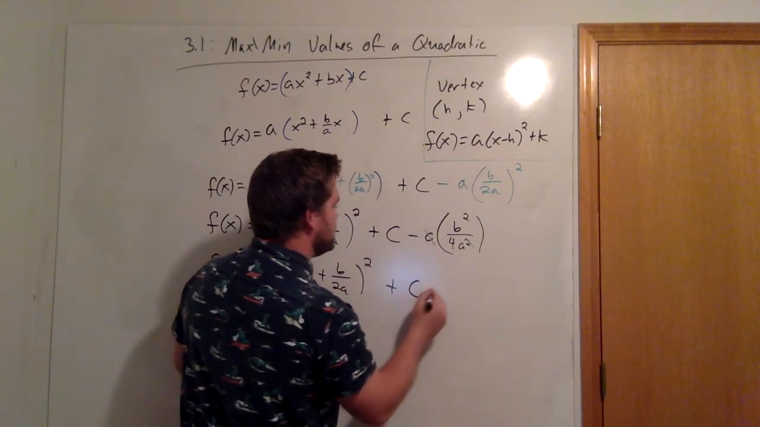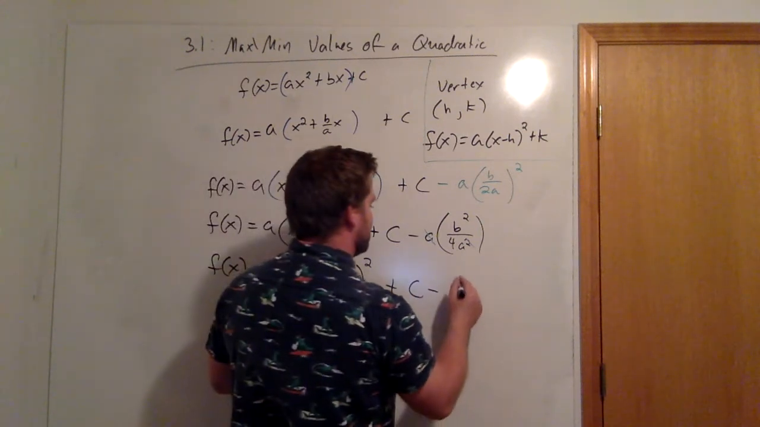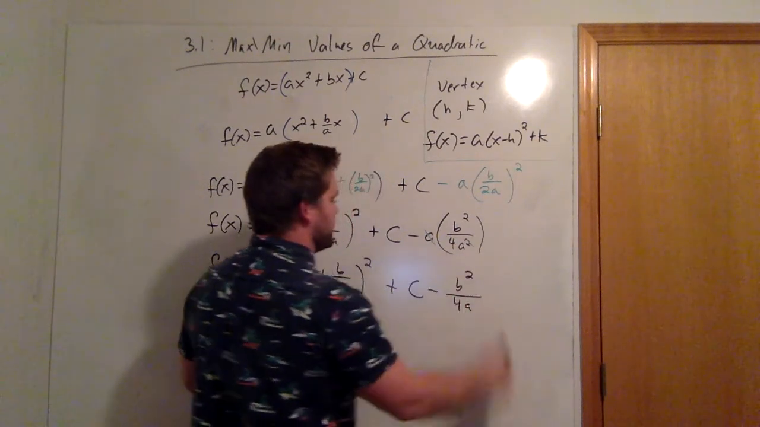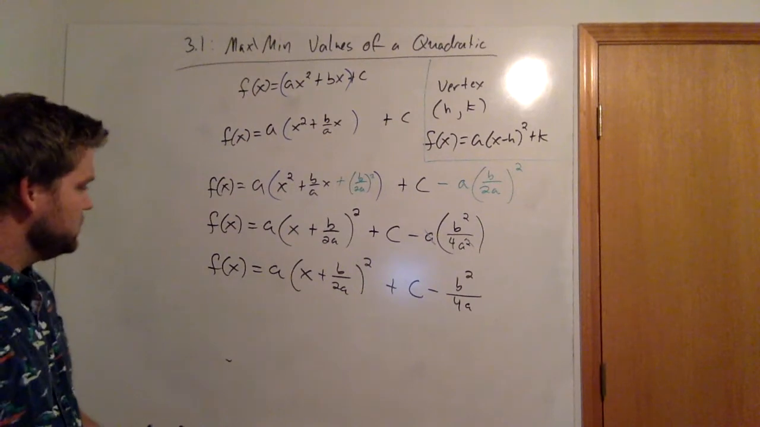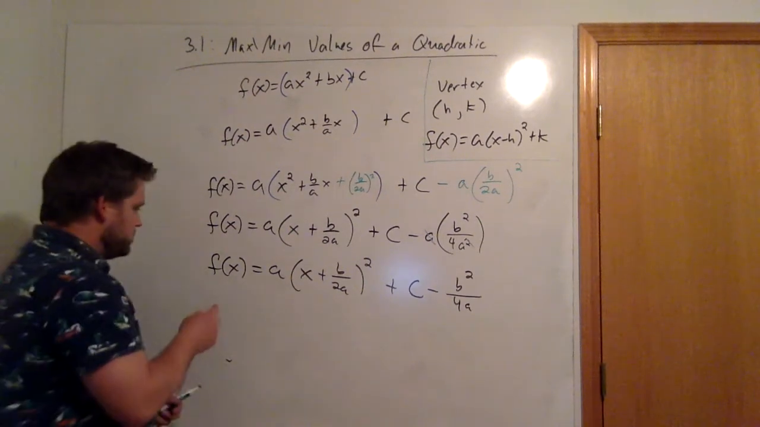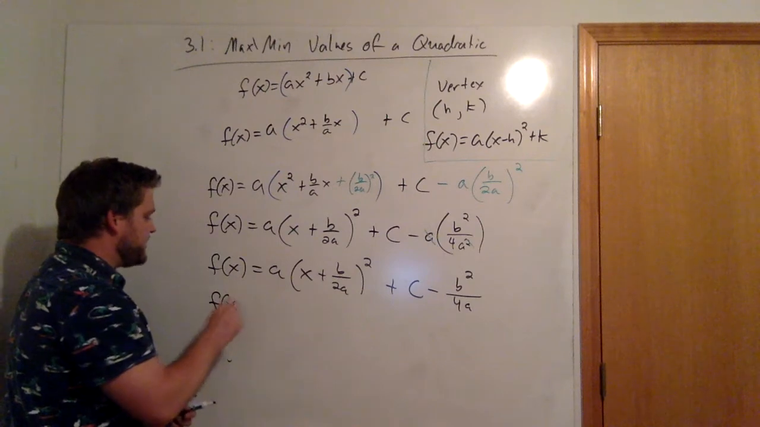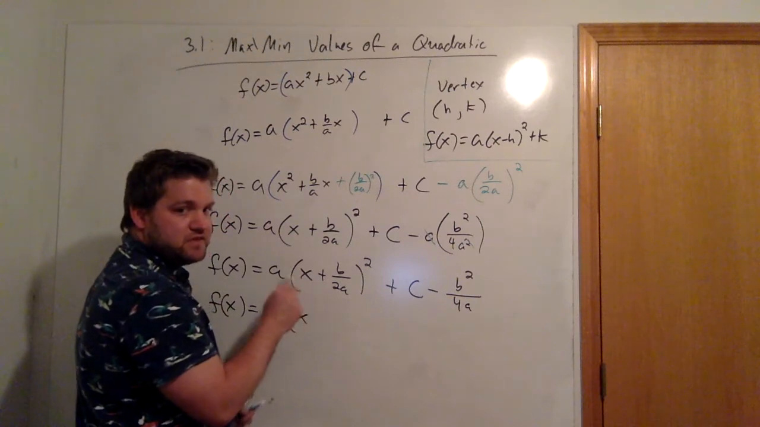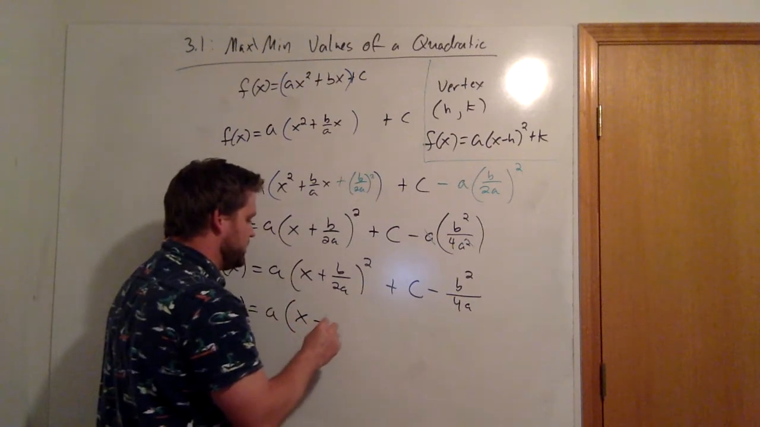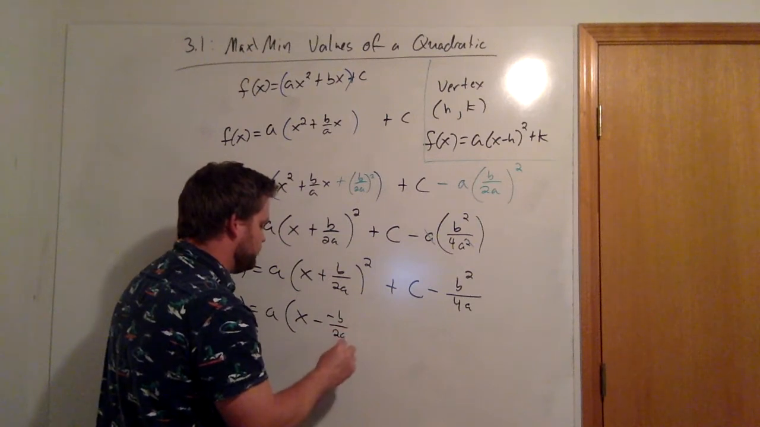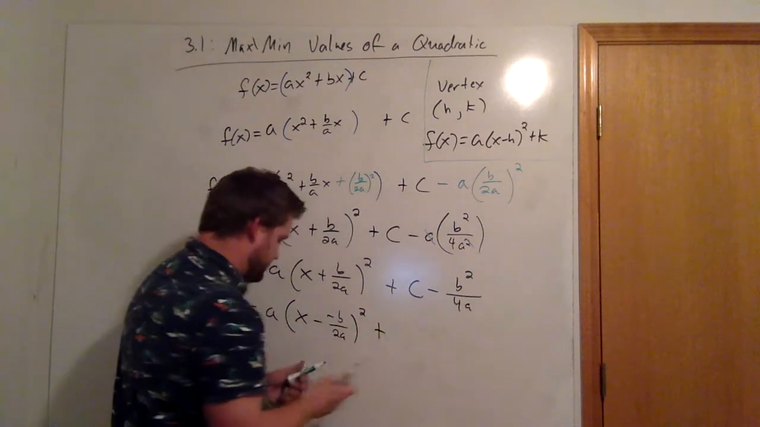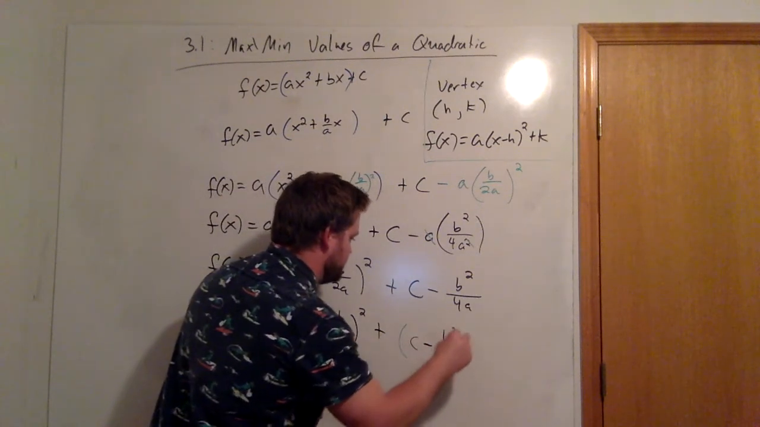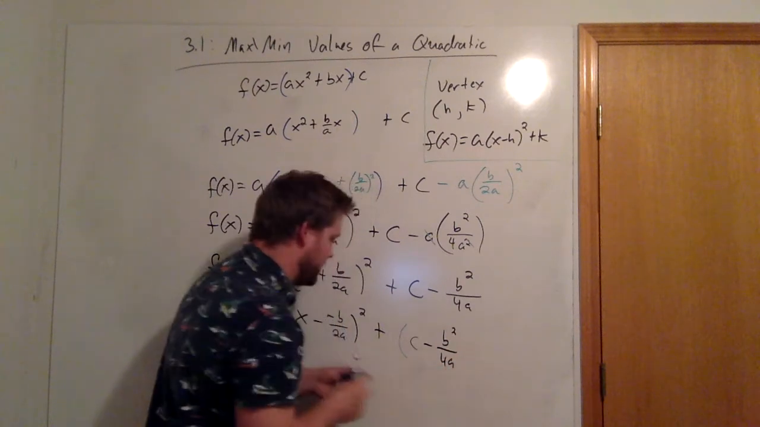what are we going to get here? c minus, what are we going to have here? We'll have b squared all over 4a, since one of those a's canceled. Okay, so let's go ahead and write it like this. f of x is going to be equal to a times x. A positive is the same thing as a double negative. So we're subtracting a negative b over 2a squared plus, in parentheses here, c minus b squared all over 4a.